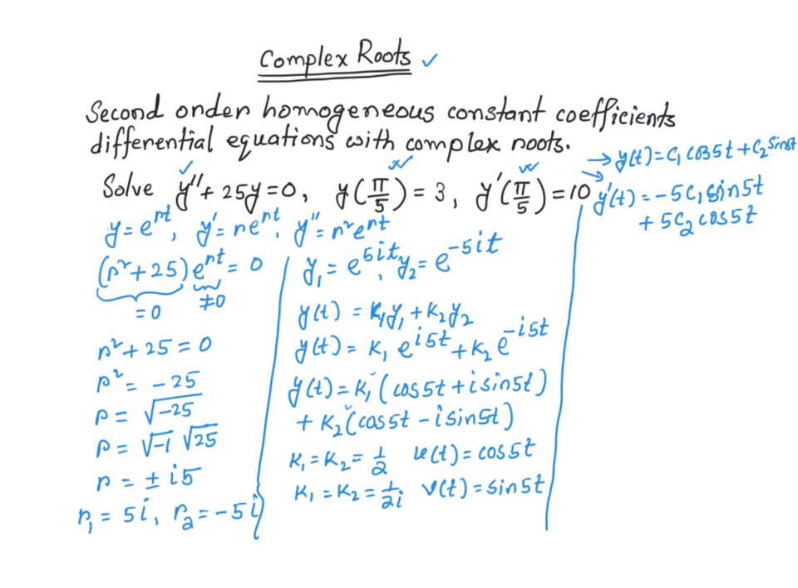So y of pi over 5 is equal to 3. So in this one, if I plug in pi over 5, it is equal to 3, so c1 times cosine of 5 times pi over 5 is going to be just pi, right? Plus c2 times sine of 5 times pi over 5, so that's going to also give you pi. Of course, sine of pi is 0 and cosine of pi is 1, right? So that gives me c1 is equal to 3.